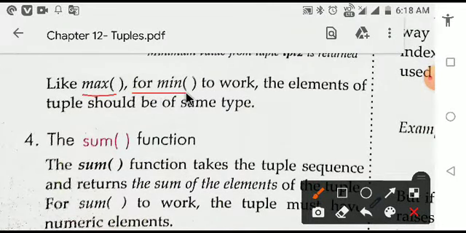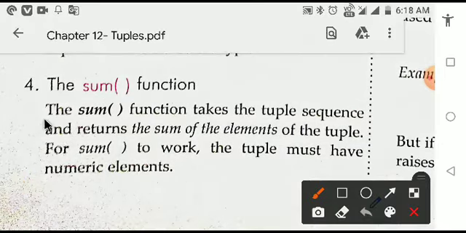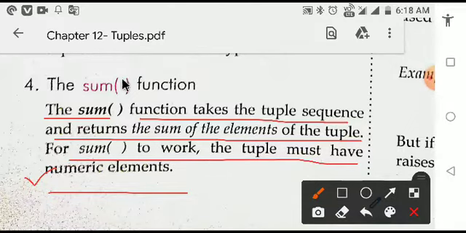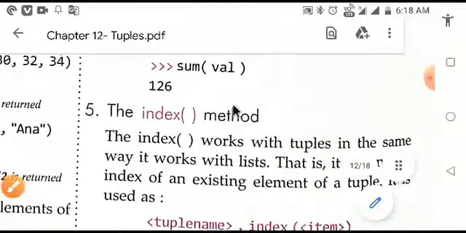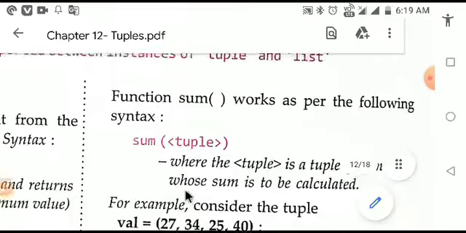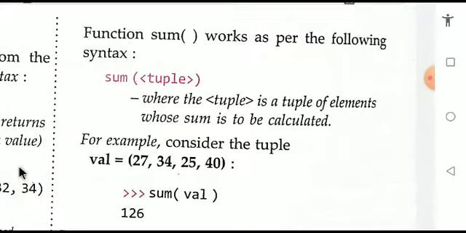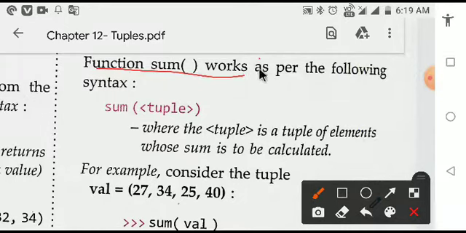Like the max function, for min to work the elements of the tuple should be of the same type. The sum function takes the tuple sequence and returns the sum of the elements of the tuple. For the sum to work the tuple must have numeric elements. Let us see. Now the sum function works as per the following syntax.